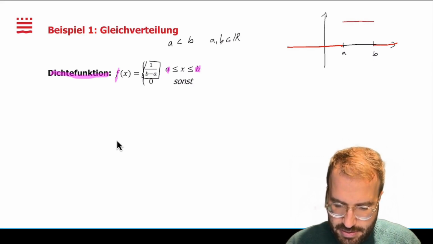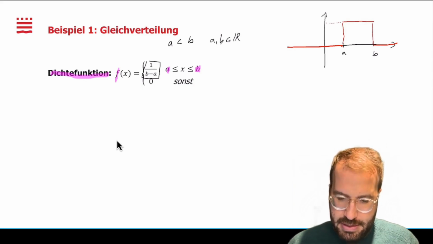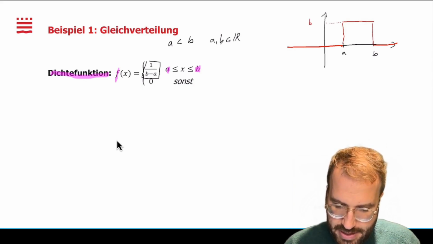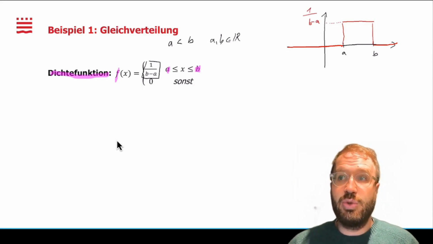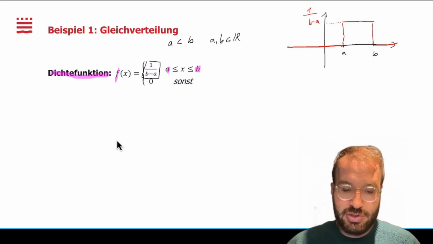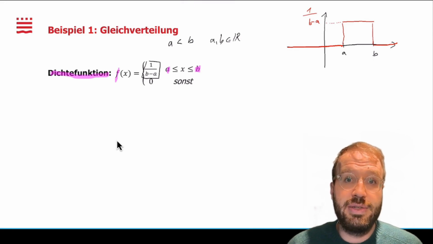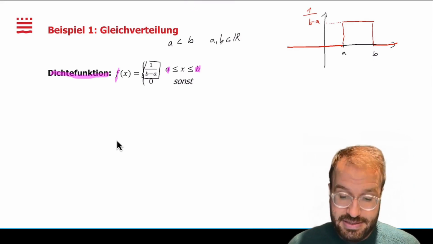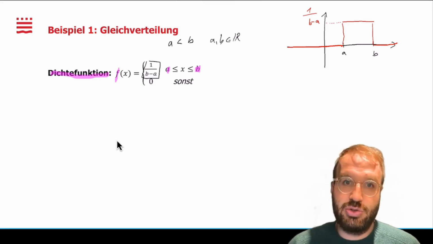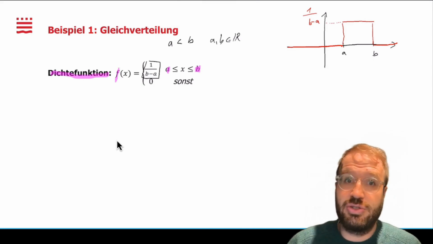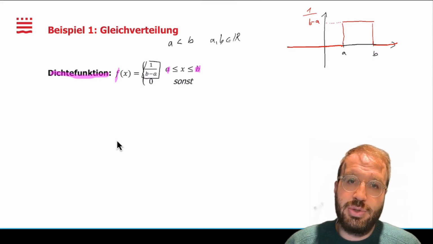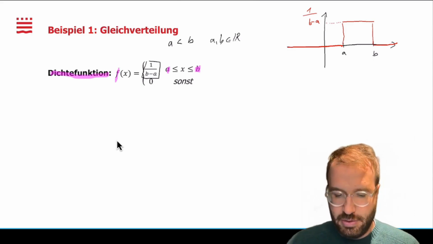And then there are 2 jump points here. And this value is 1 divided by b minus a. And what is important here is that we have learned that in a continuous distribution, the continuous distribution function is continuous. This here is the density function, which is not continuous. As you can see, it has this jump discontinuity here at a and at b. And we will take a look at how the distribution function looks here now.